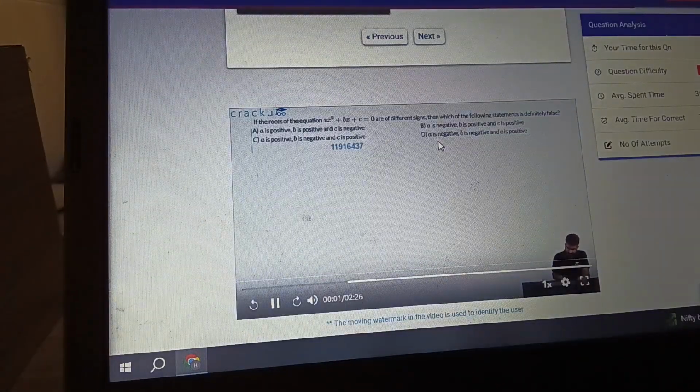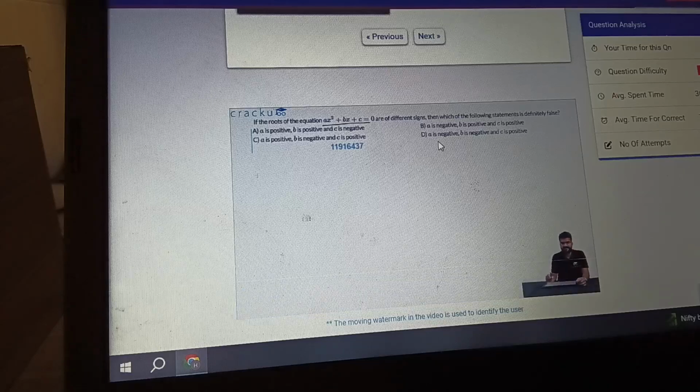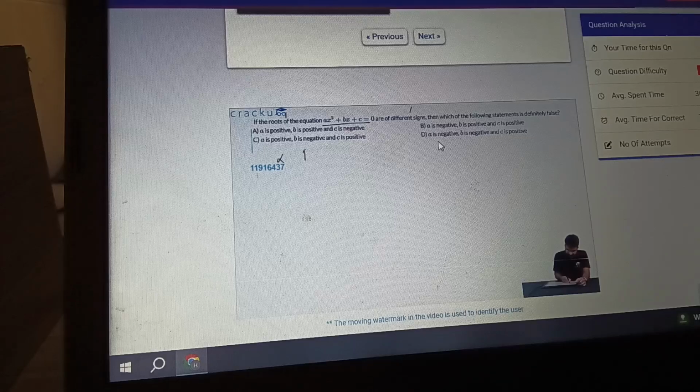In this question, we are given a quadratic equation ax square plus bx plus c is equal to 0, and we are told that the roots of this equation have different signs. Then which of the following statements is definitely false? So suppose the two roots are alpha and beta.